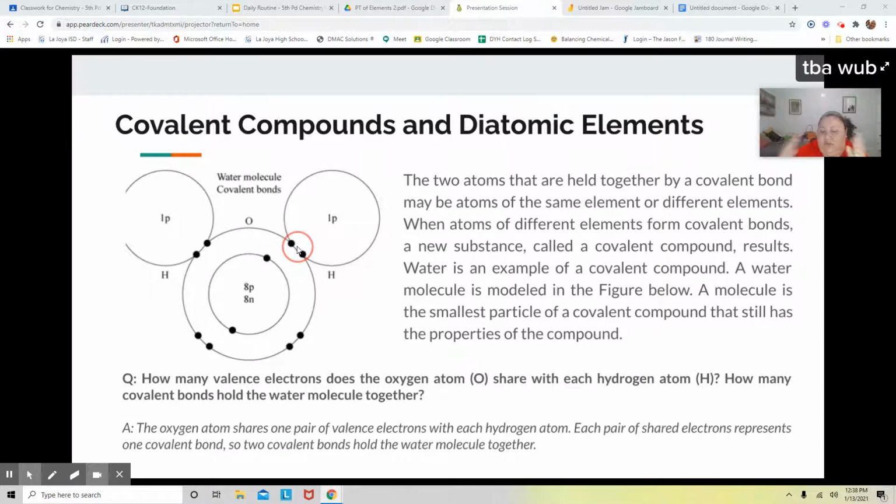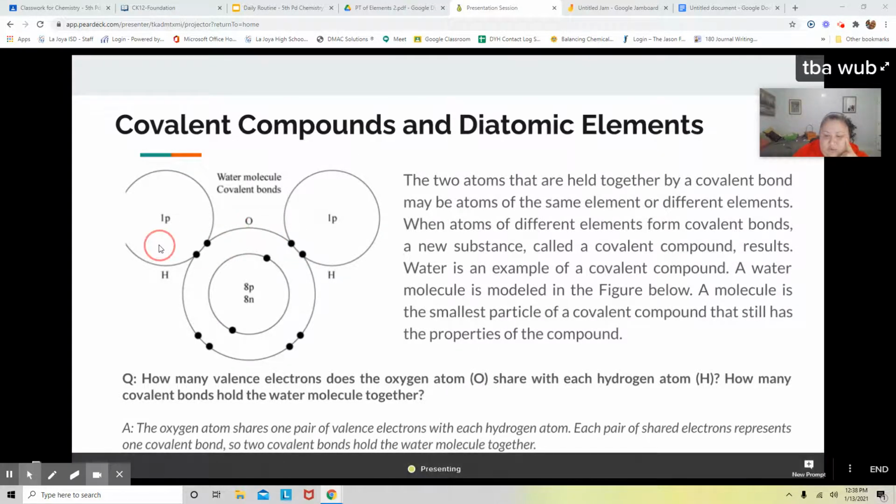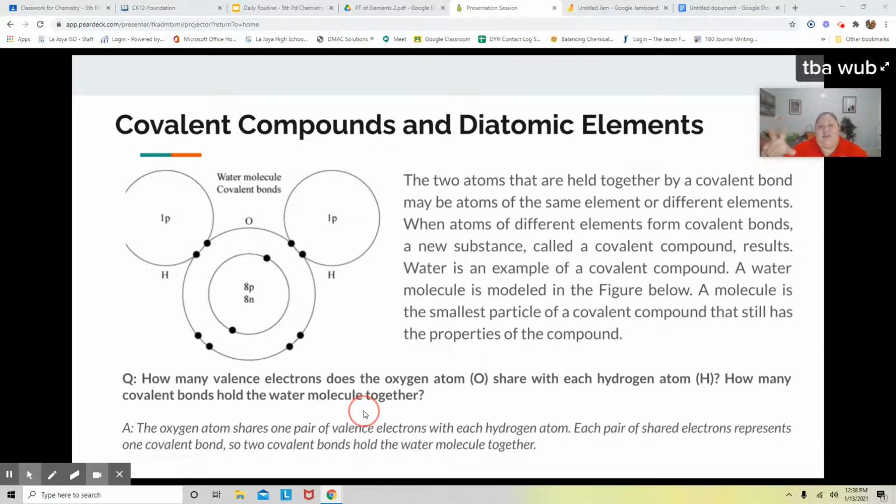right? And if you got 2 hydrogens, well, you look at the second question, how many covalent bonds hold water together? Well, you got 1 covalent bond on the right, you got another covalent bond on the left. That's a total of 2 covalent bonds in order to hold this water molecule together. Any questions?